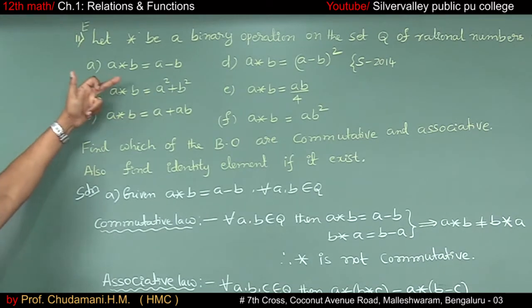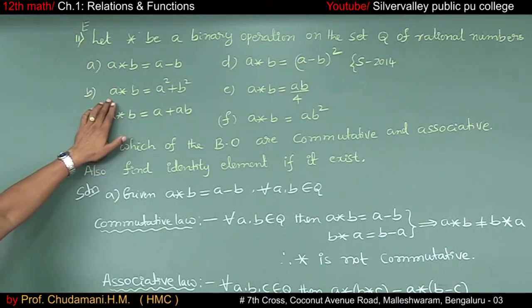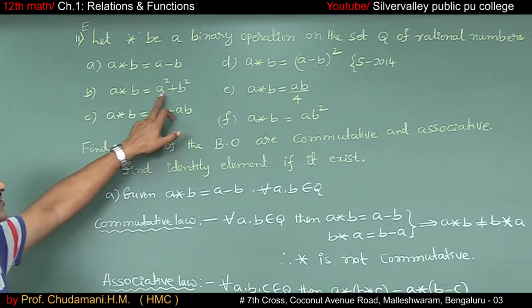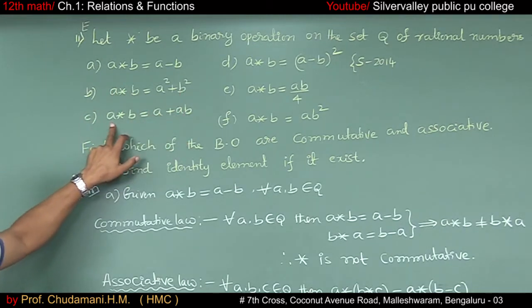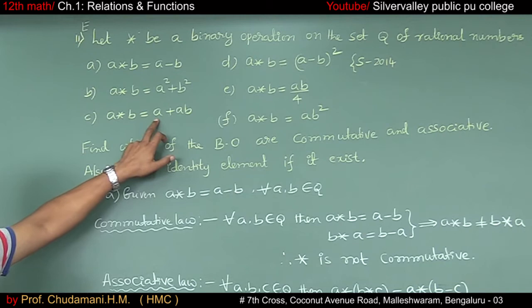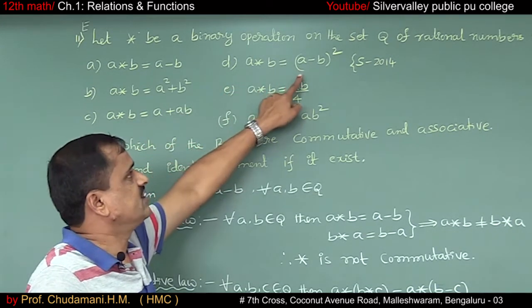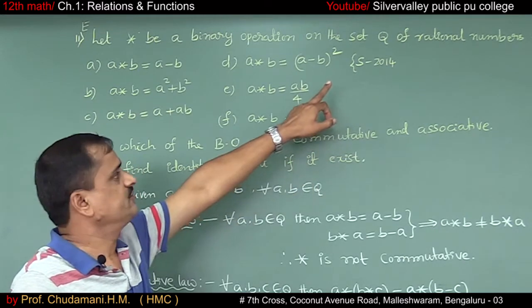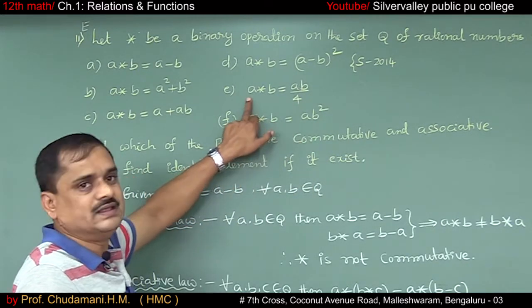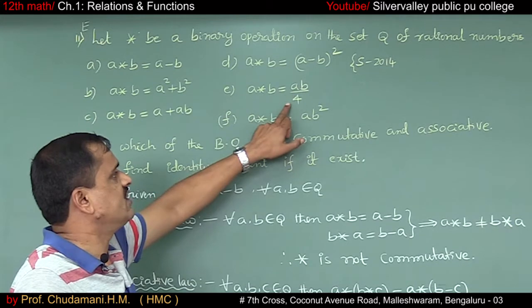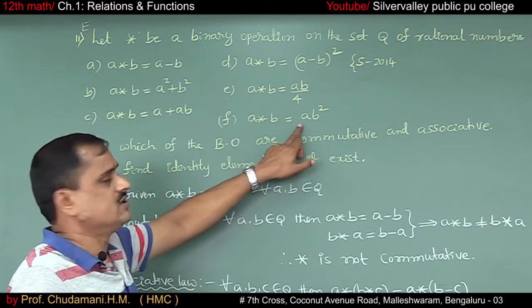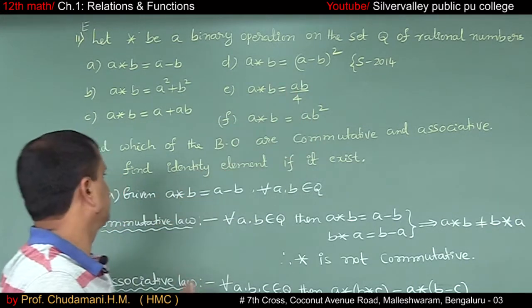Number A, A star B equals A minus B. Number B, A star B equals A square plus B square. Number C, A star B equals A plus AB. D, A star B equals (A minus B) whole square. Appeared in 14 paper supplementary. E, A star B equals AB by 4. F, A star B equals AB square.